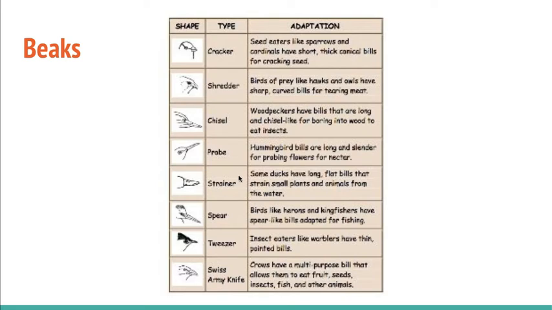There's something called strainer beaks, and a lot of ducks have long, flat bills that strain small plants and animals from the water. If you've ever seen a duck eat, they kind of skim the surface a little bit, and a strainer beak helps with that. There are other birds that have spear beaks that help them go deep into the water and pick out their fish to eat. Oh my gosh, what's it called? A pelican has a spear beak.